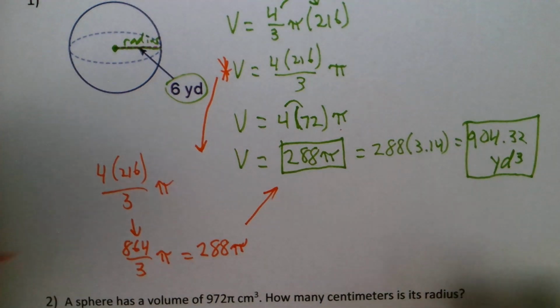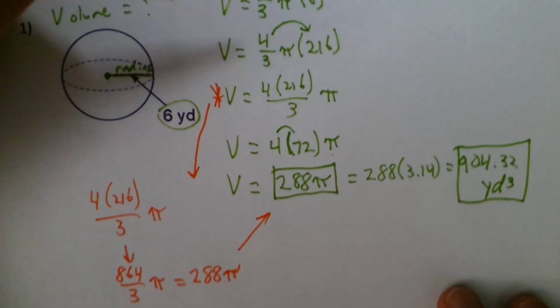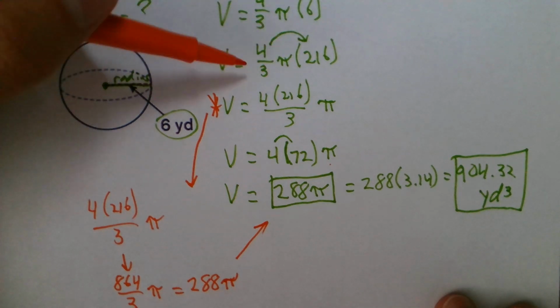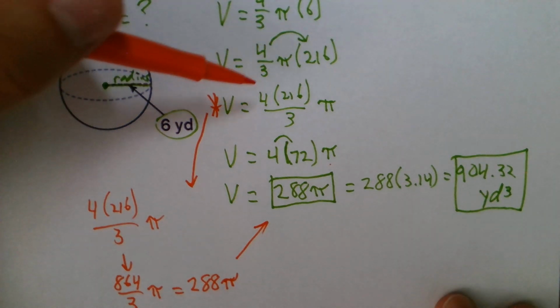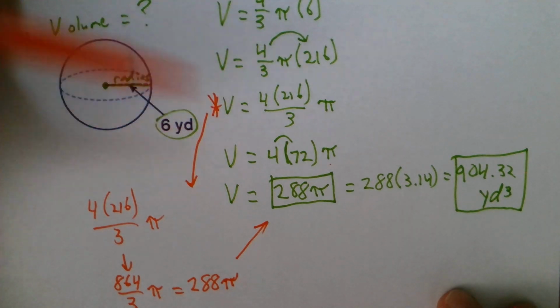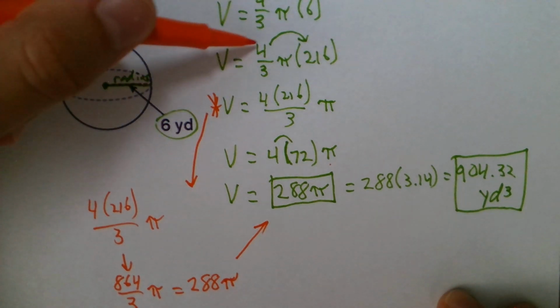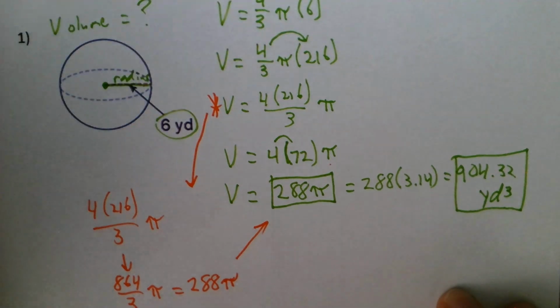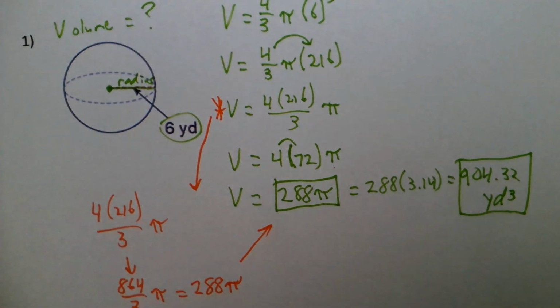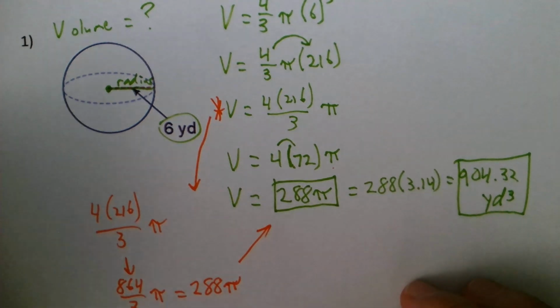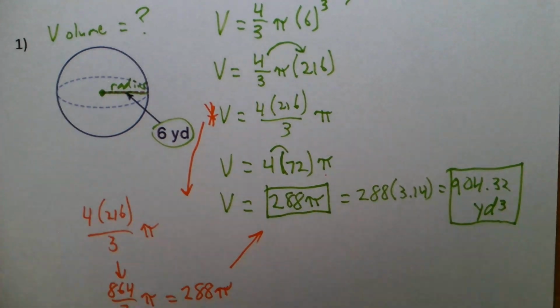So just to show that with this 4/3, 4/3 means when you multiply by 4/3, you're multiplying by the 4, dividing by the 3. Doesn't matter which step of that happens first, but those are the two steps that happen when you multiply by 4/3. Whichever is easiest for you, that's the one I want you to do. Okay? Alright, and that is how you find the volume of a sphere.